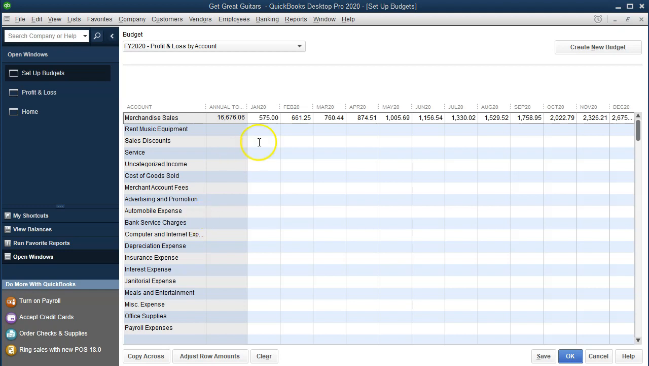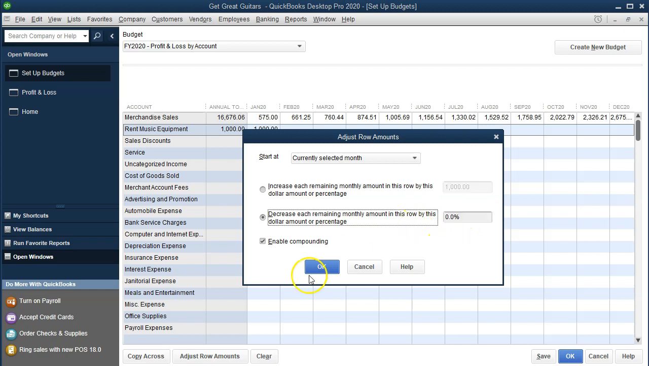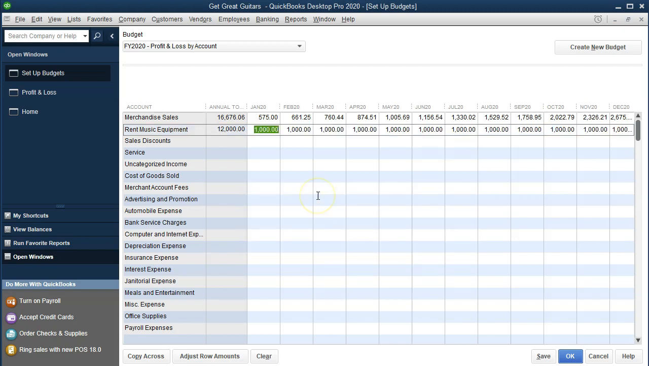Next, we have the rent music equipment, which we're going to put 1,000 in. So we're going to put 1,000 there. And once again, I'm going to adjust this and say it will be increasing across the month. So I'm going to say adjust row amounts. Within the adjust row amounts, I'm going to say the currently selected month, this time deleting the percentage. And I'm going to say that that's just going to increase by $1,000. And that's going to compound as well. So it's going to increase by another 1,000 each month. Then we'll say okay. And there we have that.